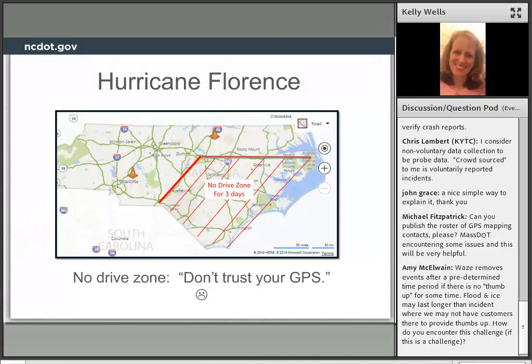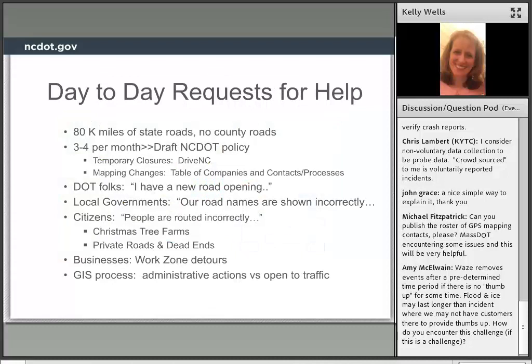But we got through it, and we went back afterwards and asked, how can we do this better? I'd like to think that this no drive zone, which has never happened in the 20 years I've been doing this, doesn't happen again, because it was a really hard message to convey to our partners and to the citizens.